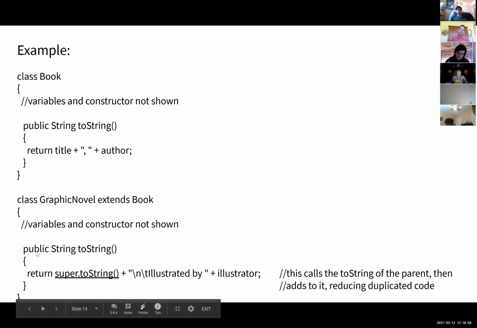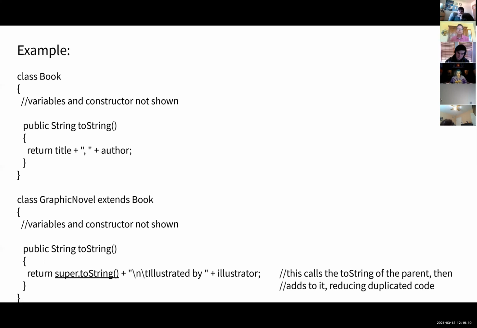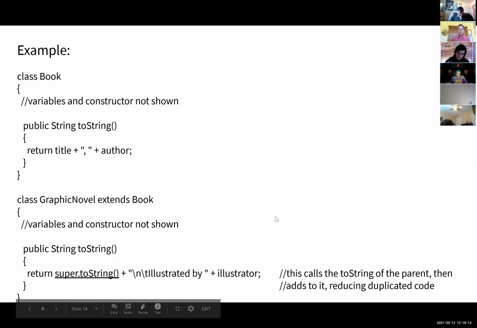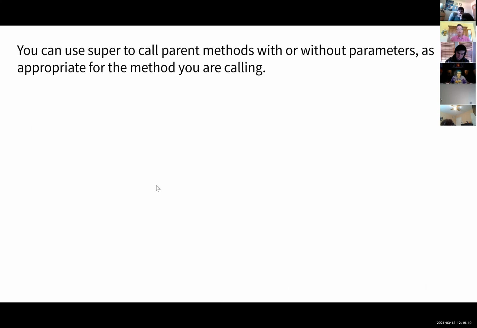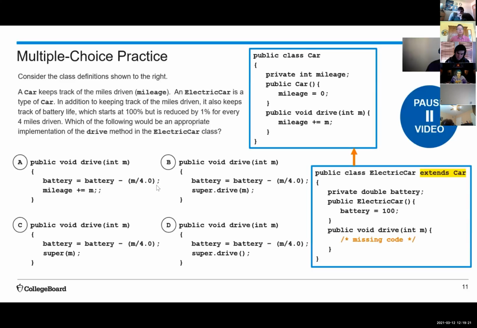This is exactly the same. If we tried to print a graphic novel, it would only run this code. It wouldn't run the parent code. But because we say super.toString, it goes up, gets that stuff from there, and then comes down and finishes the job. So you can use the super to call parent methods with or without parameters as appropriate for whatever method you're choosing.